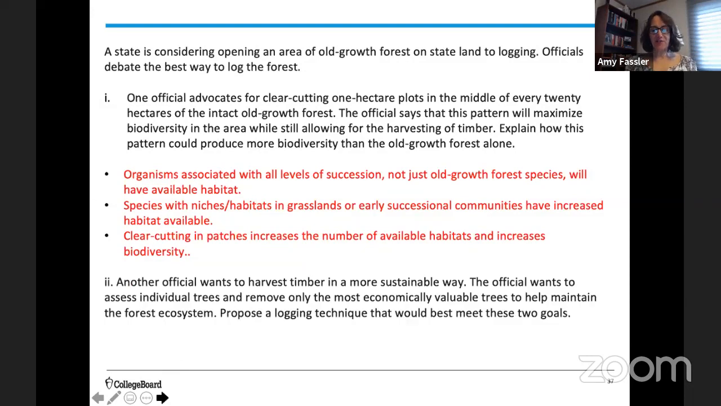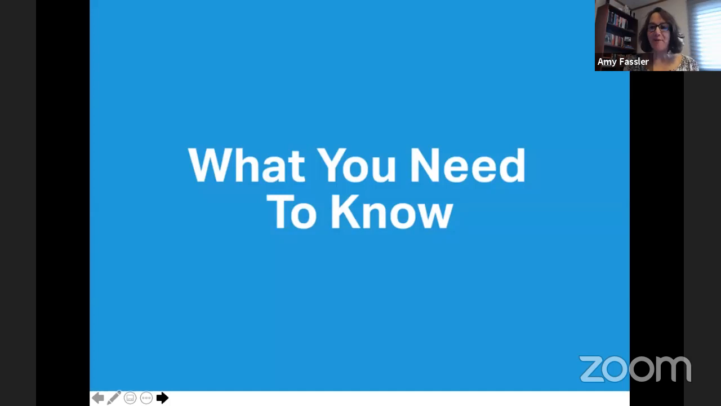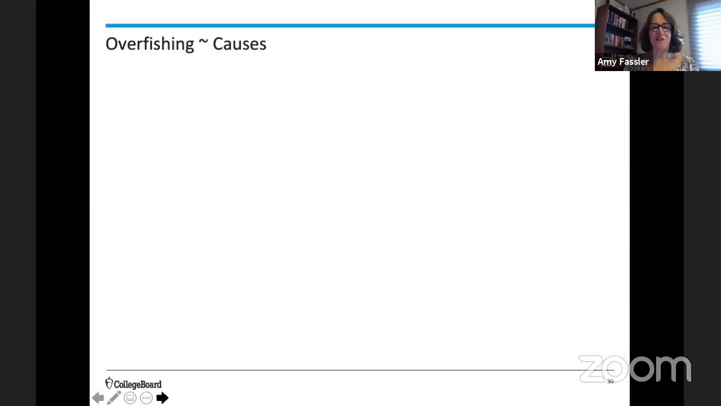And another official wants to harvest timber in a more sustainable way. The official wants to assess individual trees and remove only the most economically valuable trees that would help maintain the forest ecosystem. Propose a logging technique that would best meet these 2 goals. Survey says selective cutting. So we still are harvesting, I'm still meeting my economic needs, but I'm leaving an intact stand of trees. Now we're going to shift gears and go to harvesting fish.